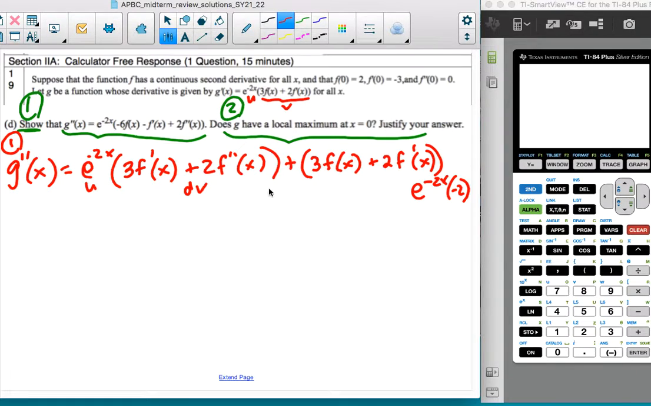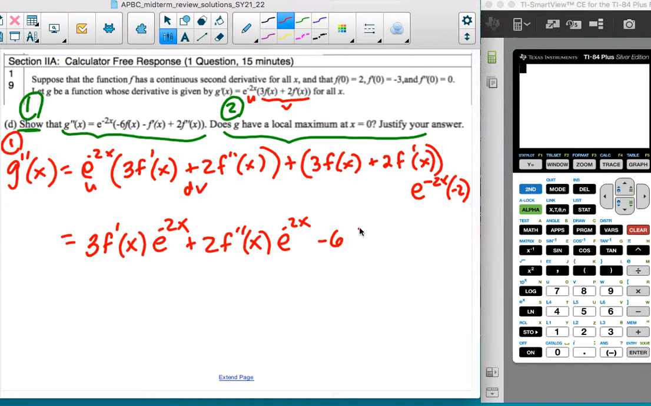Cool. So if I distribute everybody, I'm going to get a 3 f prime of x e to the negative 2x, and we'll deal with this in a sec, plus a 2 f double prime of x e to the negative 2x. And you might not have chosen to distribute, it's up to you, but this is going to be a negative 6 f of x e to the negative 2x, and then this will be a minus 4 f prime of x e to the negative 2x. So there's only one set of like terms here, and it's the f primes, right? So those two go together.